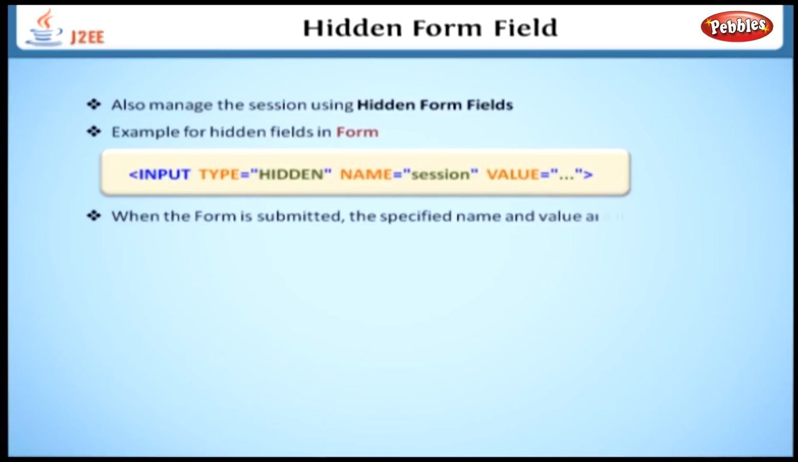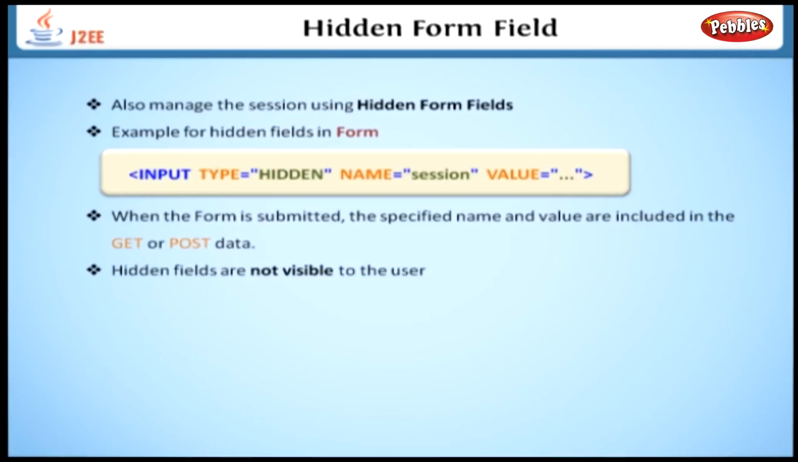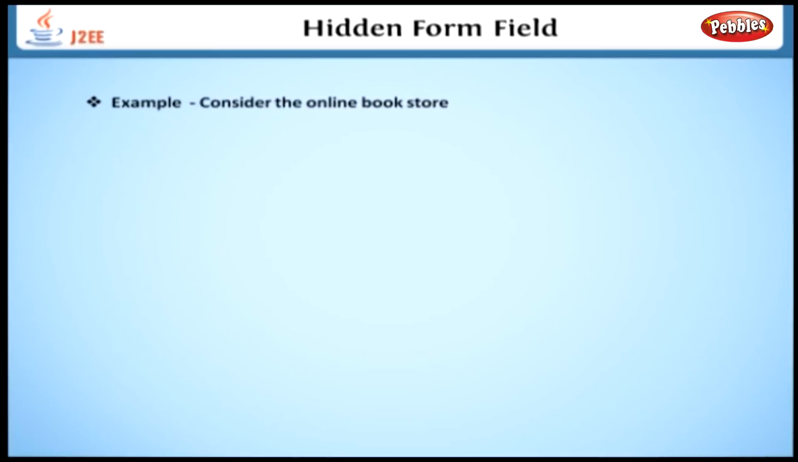When the form is submitted, the specified name and value are included in the GET or POST data. Hidden fields are not visible to the user. This hidden field can be used to store the information about the session. Like the URL rewriting method, we consider the same online bookstore as an example.